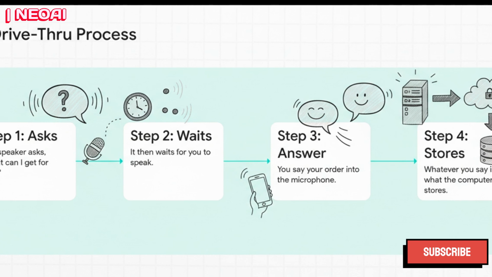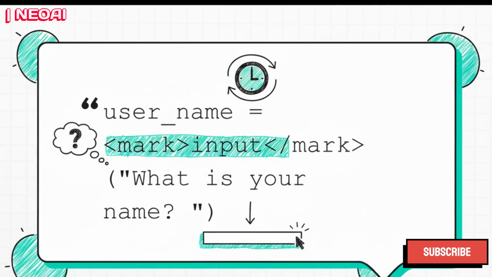It's a perfect parallel. And check this out. Here's how that looks in actual Python. The part in the quotes, "What is your name?" that's the question the speaker asks. The input function itself is the part that does the waiting. And then whatever you type in gets caught and stored in that username variable. See? Drive-through speaker right there in your code.